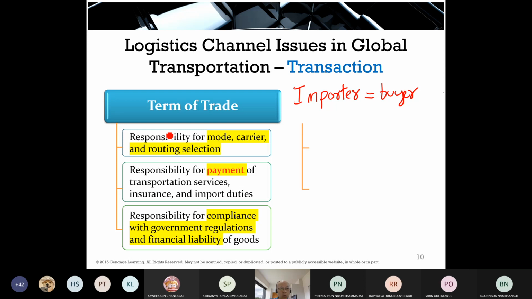Those details are called terms of trade. And terms of trade will determine who is responsible for which step, who is responsible for transportation payment, who is responsible for insurance payment, who is responsible for duties, who is responsible for local transportation, who is responsible for any liability. Those terms of trade will clarify all the details here. Okay, it's called terms of trade. We'll talk about terms of trade in detail in a few minutes. Okay.